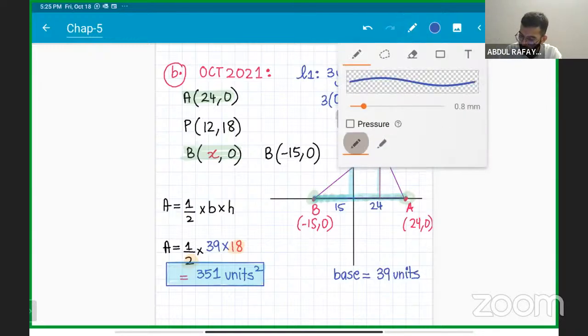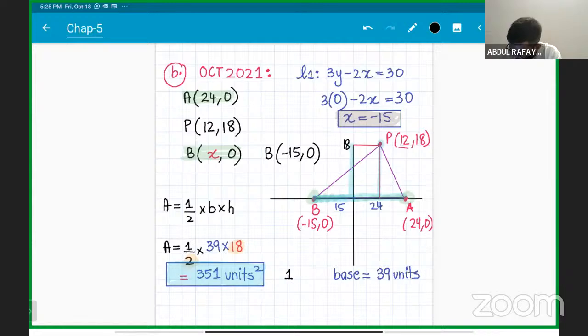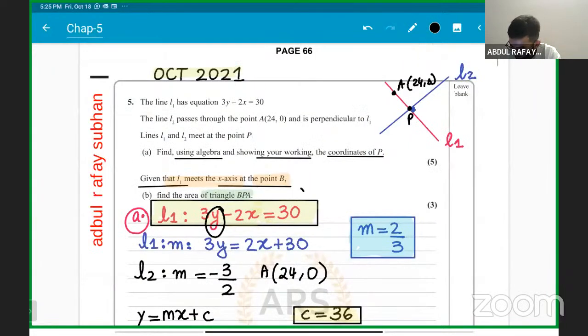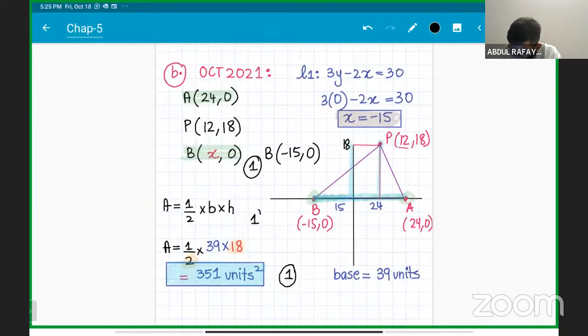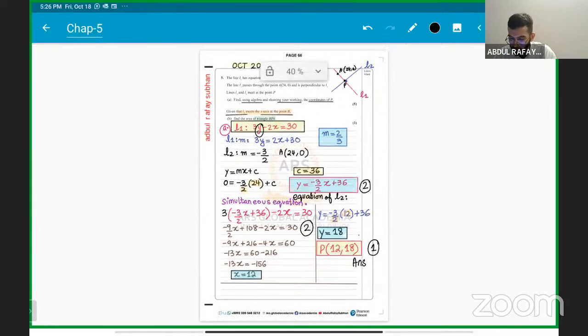So definitely the mark split will be 1 mark for finding the B coordinate as minus 15 comma 0, otherwise you cannot solve. 1 mark for applying the area of the triangle, and 1 mark for the 39 units base or something along those lines. People got it clear, students? Any questions? Is everyone clear? Understood? Anyone any doubts? Let me know, students.